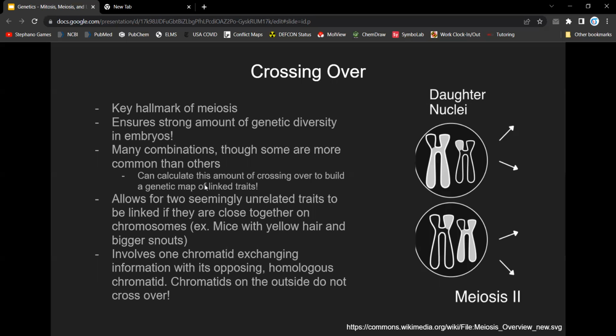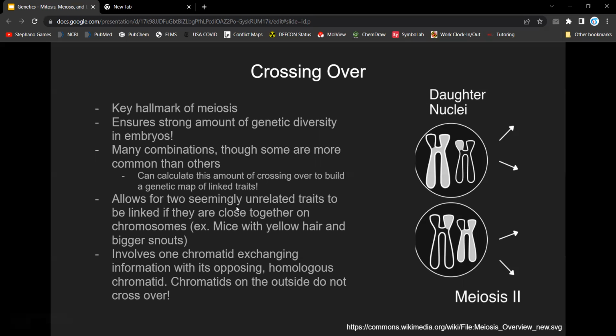It does get a little bit complicated, but in general, it ensures that there's a strong amount of genetic diversity in embryos. There are many combinations that can arise, and it's very random. Though some are more common than others, and then this gets into your Mendelian/non-Mendelian inheritance, which you will learn about in class. And you can actually calculate this amount of crossing over to build a genetic map of linked traits. So you might have covered linked traits, but I can briefly mention them here.